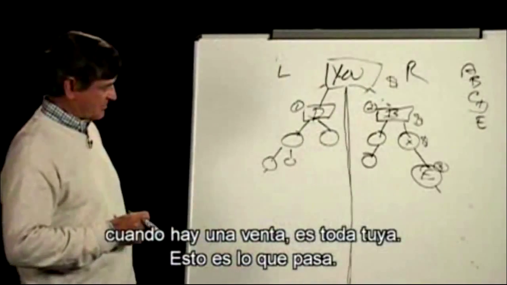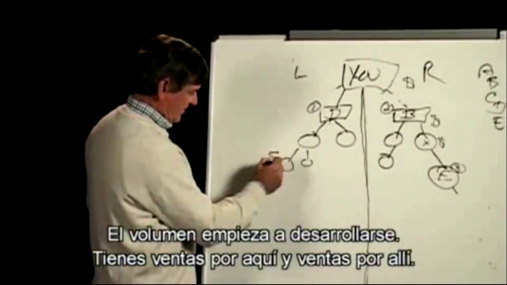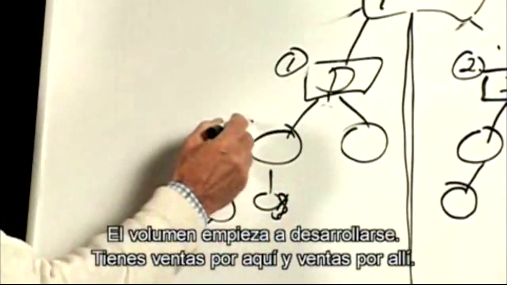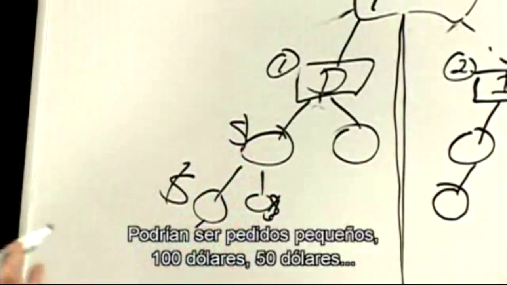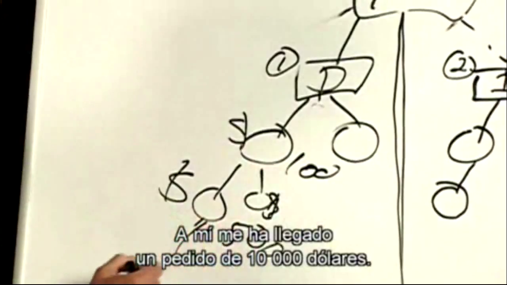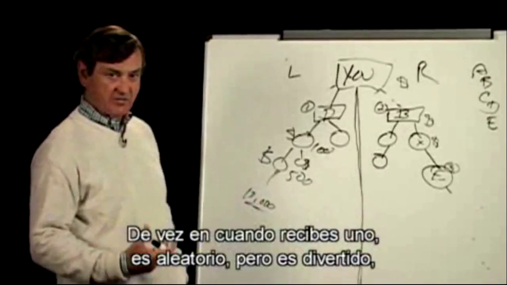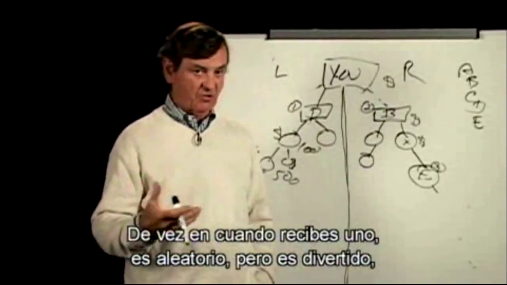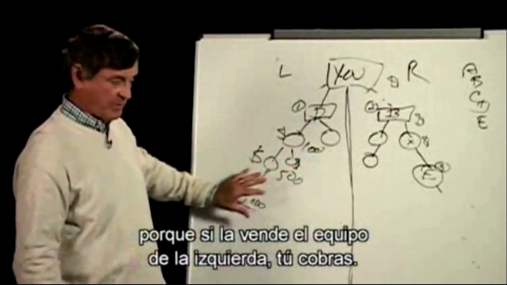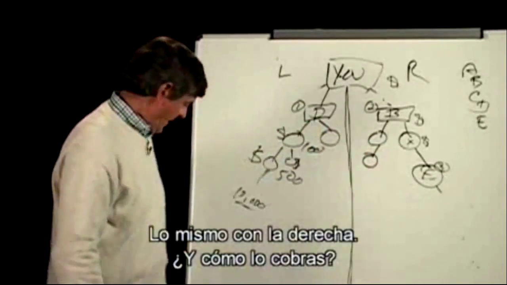Okay, here's what happens. Volume is beginning to develop. You've got some sales here, you've got some sales here, and they could be small orders, $100, $50. I've had a $10,000 order come in. Once in a while you'll get some, it's random, but it's fun because whatever is sold within this team on the left, you get paid. Same thing on the right. And how do you get paid?